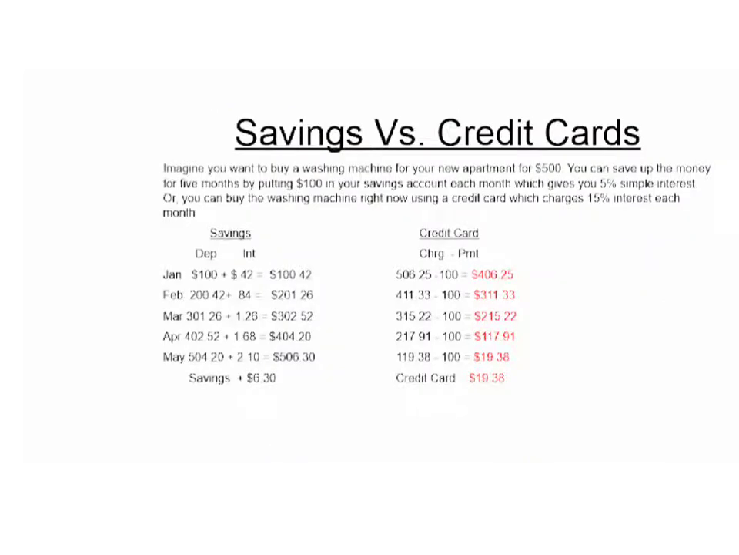Here's an illustration of what would happen should you decide to buy a washing machine that costs $500. On the left-hand side, we see what would happen if you deposited $100 for 5 months towards the purchase. On the right-hand side, we see what it costs if you just charge it and pay it off at $100 a month. You can see that you earn $6.30 in savings on the one side, and you get charged $19.38 on the other.